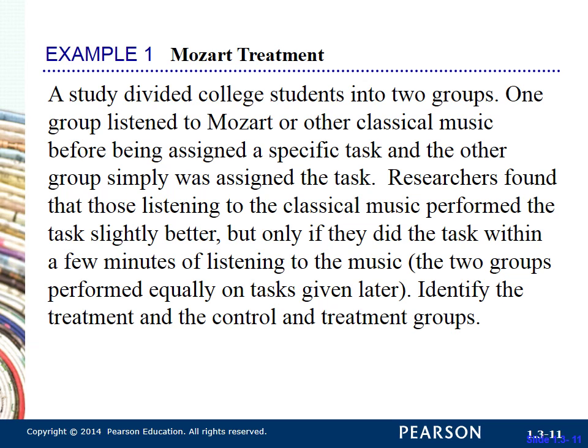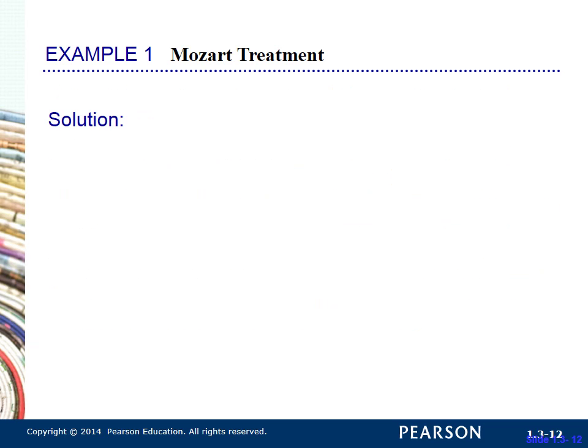So here we have a study dividing college students into two groups. One listened to Mozart or other classical music while being assigned a task, and researchers found that those listening to the classical music performed the task slightly better, but only if they did the task within a few minutes of listening to the music. If they did it later, they performed equally. So what was the treatment and what were the control and treatment groups?